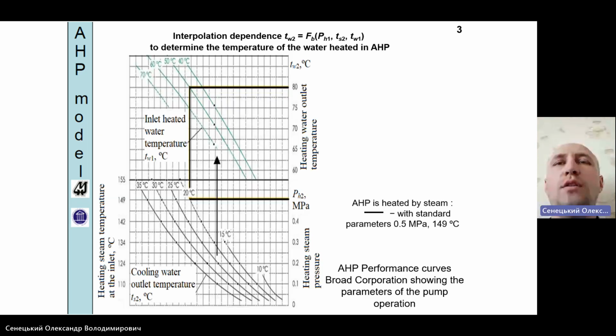For further modeling of AHP, the technical characteristics of powerful AHP of Broad Corporation were analyzed. In this case, we consider the standard characteristics of AHP in terms of standard pressure losses in heat carriers, flow rate of heat carriers, and electric energy.